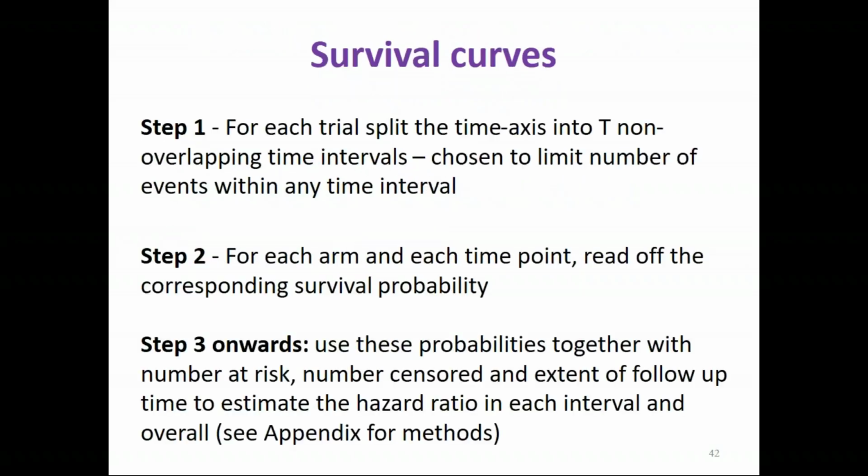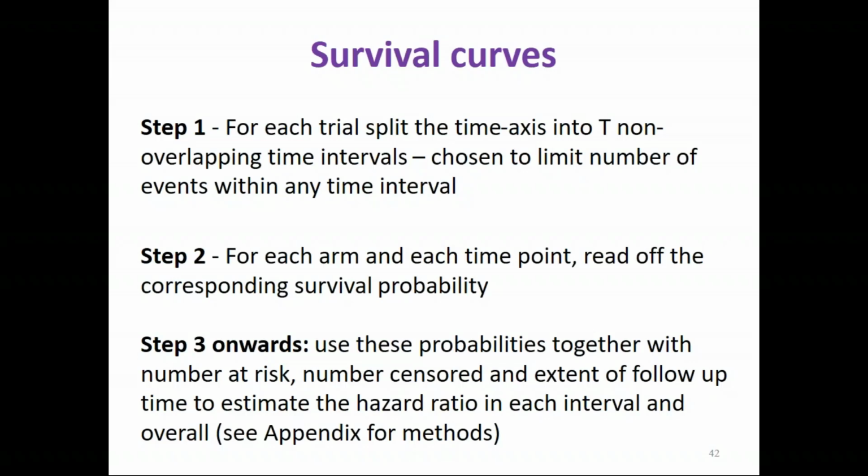So essentially, if the only information we have is a published survivor curve, first of all, we need to take the curve, and for each of those trials where we have a curve, we would split the time axis in that trial into t non-overlapping time intervals, and we would choose these to limit the number of events that occur within any time interval. So we need to look at areas of the curve where the curve doesn't drop down too drastically, because that would indicate that there's a lot of events happening within that interval. So in that case, we might need to look at much finer intervals of time.